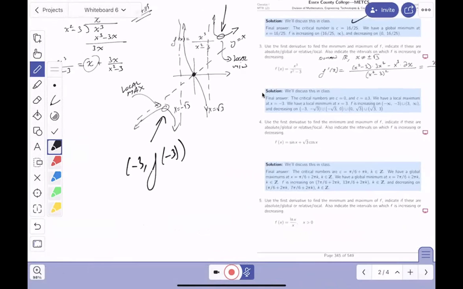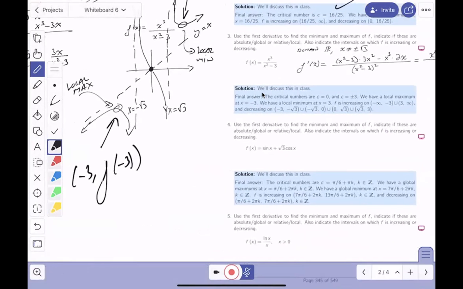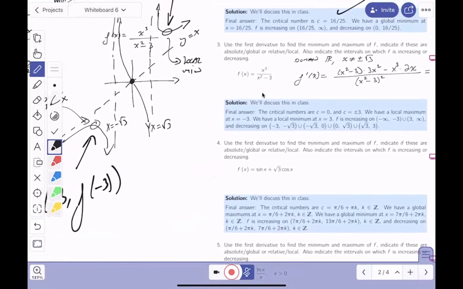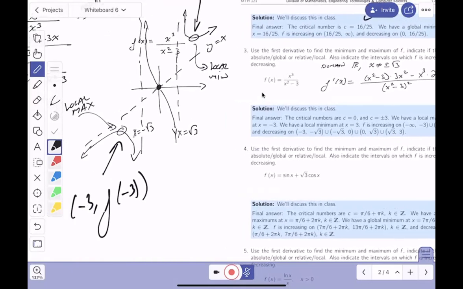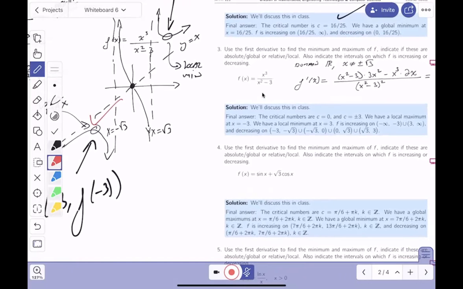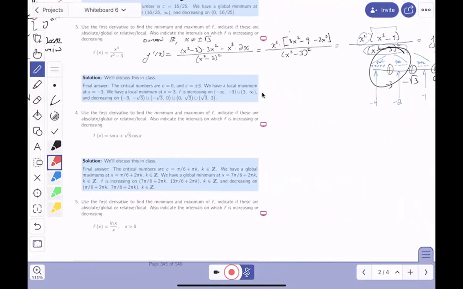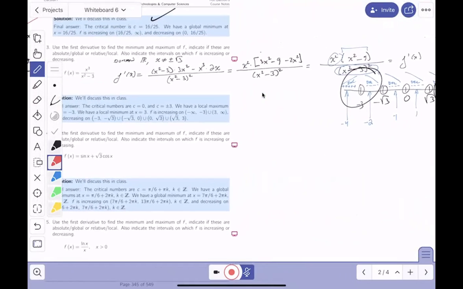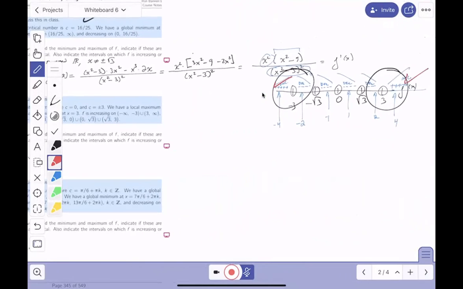All right, let's go to the key and see how we did. And certainly, what does it say? Critical numbers are 0 and plus or minus √3. We have a local maximum at -3 that's indicated right here. It goes on to say we have a local minimum at 3 that's written over here. It says it's increasing. I think I have that written over here, by the way. It's increasing from -infinity to -3. I got that over there. And from 3 to infinity, I got that written over there.